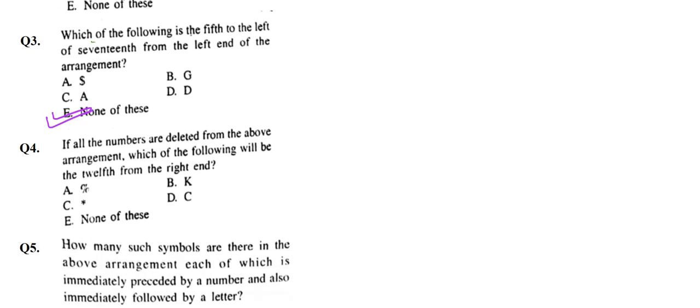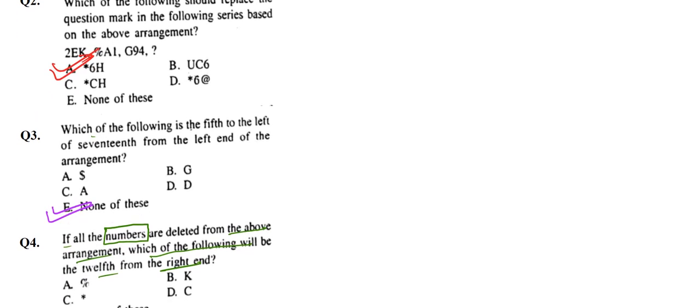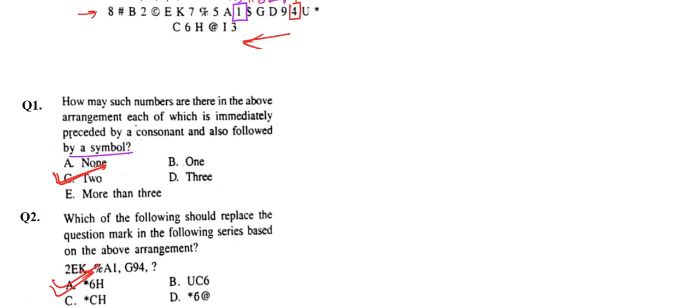So the next question is question 4. It says, if all the numbers are deleted from the above arrangement, remember we are deleting only the numbers, not the symbols or letters, which of the following will be the 12th from the right end? So we will not consider the numbers and we need to find the 12th from the right end.